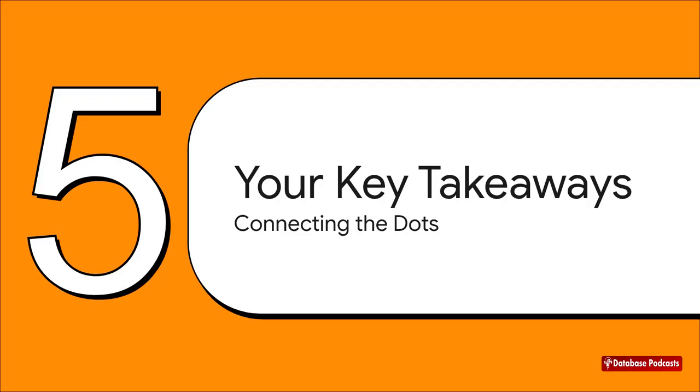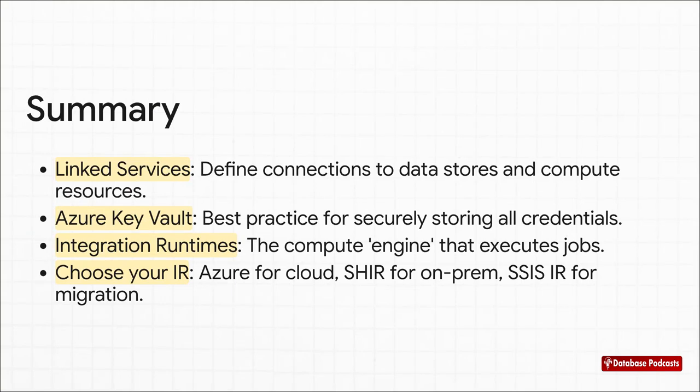Okay, let's bring it all together and connect the dots. Here are the key things you need to remember from all this. So, first, linked services. They're your reusable connections, your address book. Second, Azure Key Vault. Always use it to secure the credentials for those connections. It's the best practice for a reason. Third, integration runtimes. These are the engines that do the actual work. And finally, you have to choose your engine based on where your data lives: the default Azure IR for cloud, a self-hosted IR for on-premises, and the SSIS IR for migrating your existing packages.